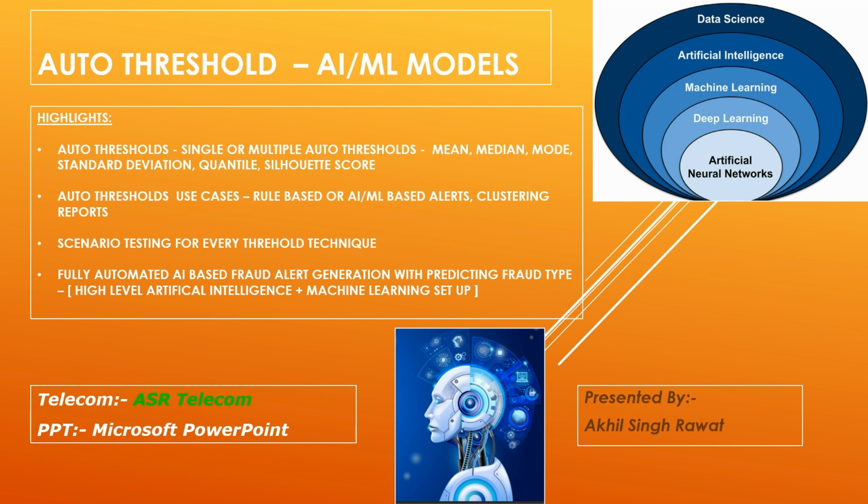And then there is the last part, where a high level artificial intelligence setup has been done, in which none of these auto thresholding functions like mean, median, mode, standard deviation, and quantile will be used. The system will be fed with call records and thresholds for the different fraud alerts, and the system will itself learn from those records and thresholds, so that next time new records come, it knows when to fire the alert. And it will also tell what the fraud type is, as per the fraud pattern.